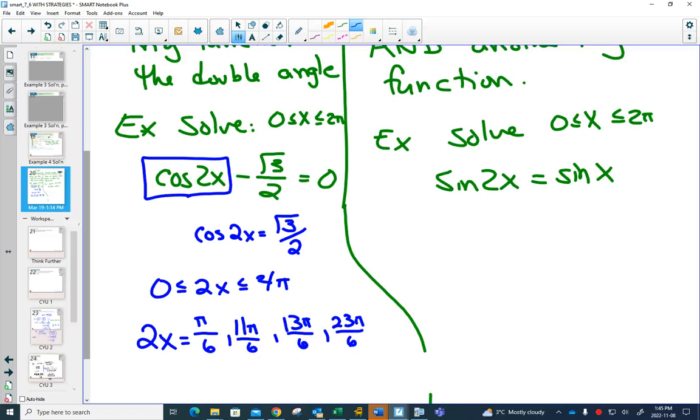Then solving for x, divide everything by 2. And we have our solution.